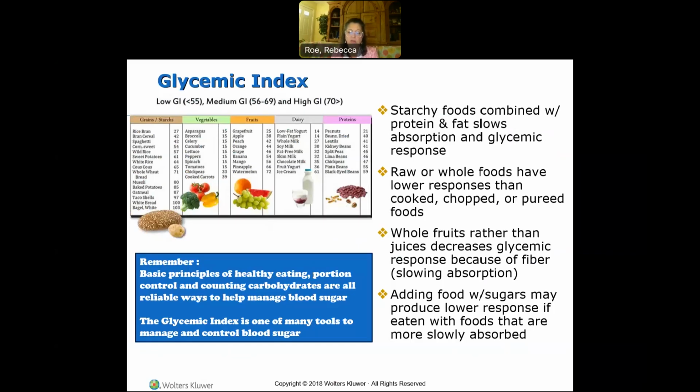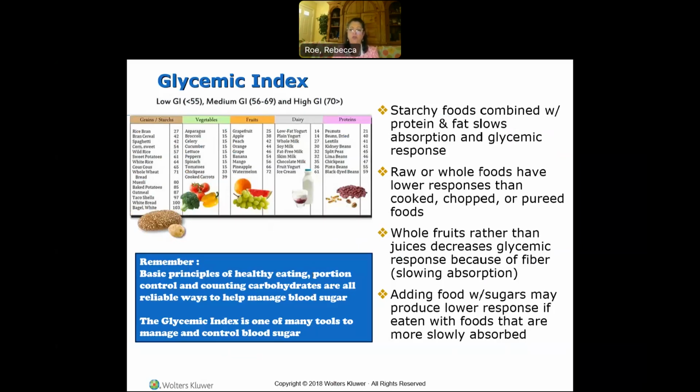Patients can experiment with these different foods by testing their blood sugar more frequently while they're working through these foods to see what works, because each patient is a little bit different in how they utilize insulin if they have it, and how they adjust their insulin dosage if they need to. Because you see, starchy foods combined with protein slows down absorption and glycemic response.